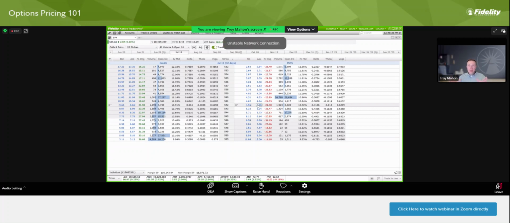So again, Theta is giving us, in a vacuum, assuming everything else equal, how much time is either working for us or working against us. Again, if we are a seller, we like time decay. Time decay is how we make money as a seller.